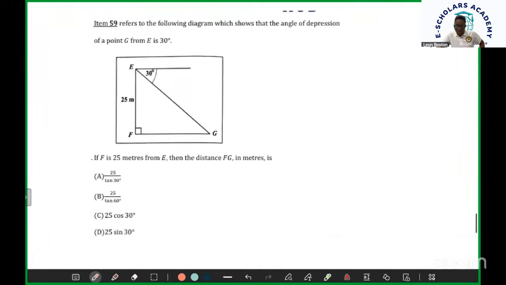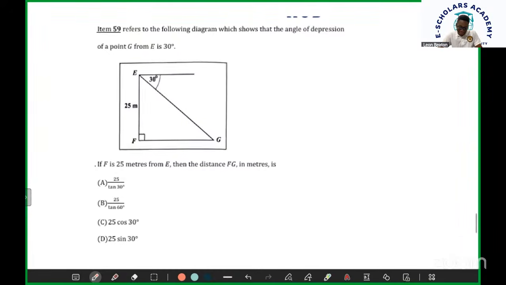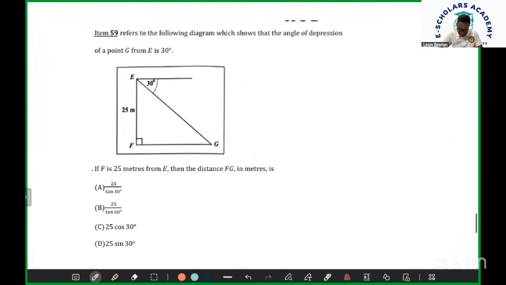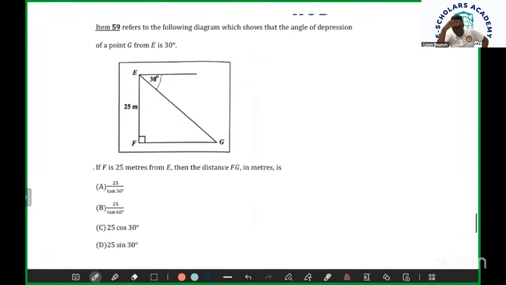All right, so I got another one, a very similar one as well. A similar question we are going to get on the paper one. Item 59 refers to the following diagram, which shows the angle of depression of a point G from E is 30 degrees. If F is 25 meters from E, then the distance FG in meters is?